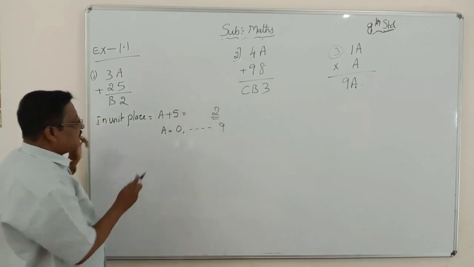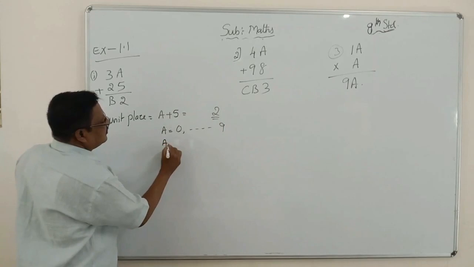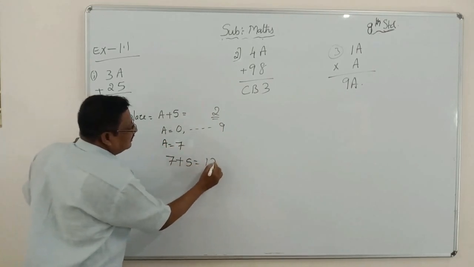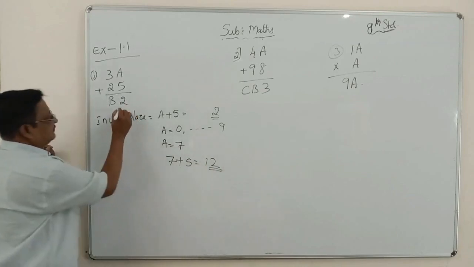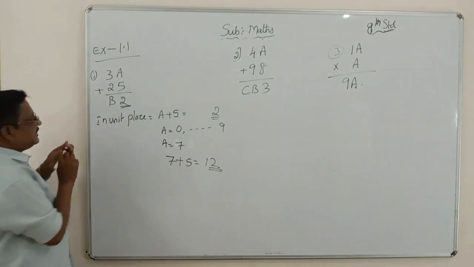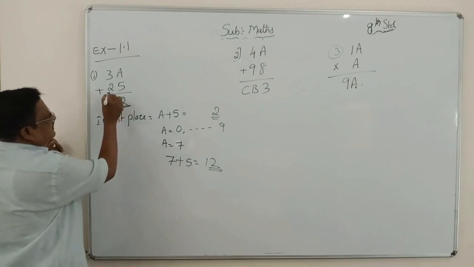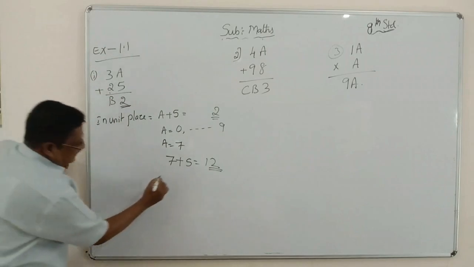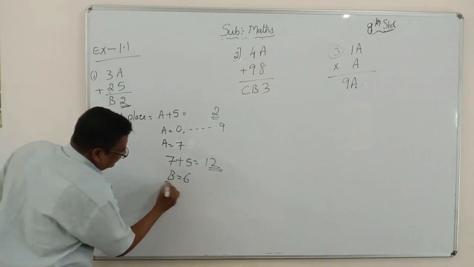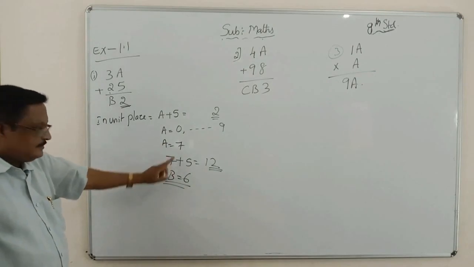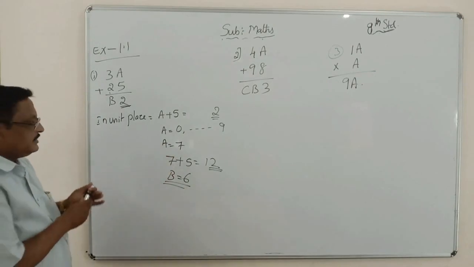A is equal to 7. 7 plus 5 is equal to 12. In unit place 2 is there. It means A is equal to 7. In unit place 2 means here carry 1. 3 plus 2, 5, plus 1, B is equal to 6. Here A value is 7, B value is 6.